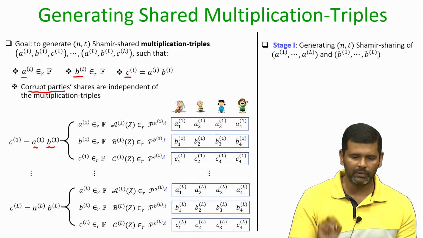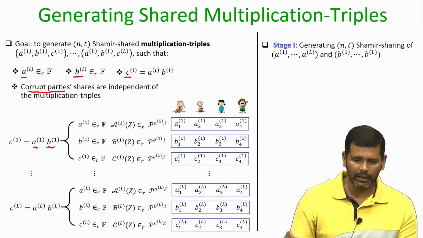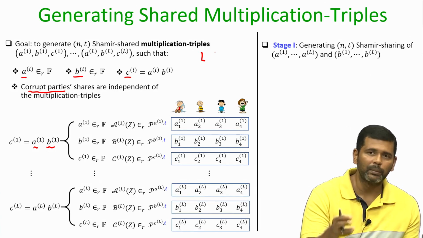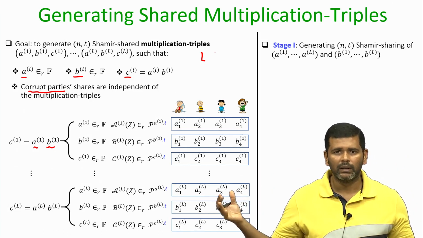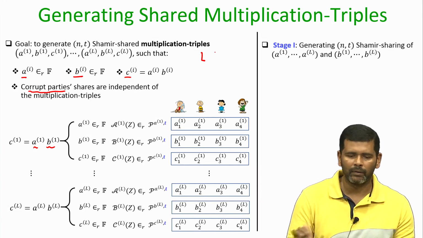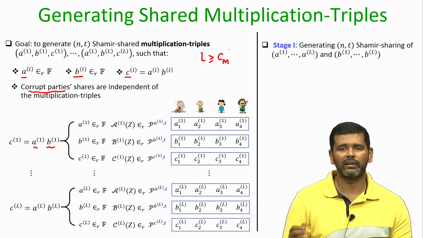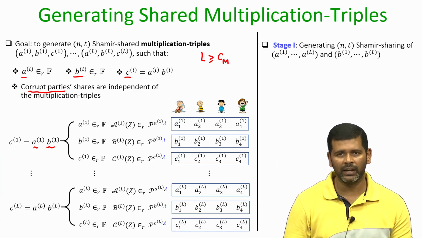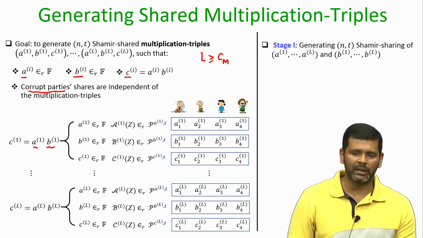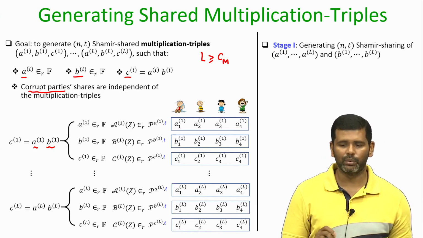That is what we want to do, and we do this in two stages. Of course, here L is a parameter, you can fix it. L could be a million, a billion, depending upon how many such triples parties can generate in parallel. Of course, L has to be greater than or equal to Cm, because if you want to evaluate a circuit which has Cm multiplication gates, then you need to generate at least that many secret shared multiplication triples in advance. So, we generate this database in two stages.